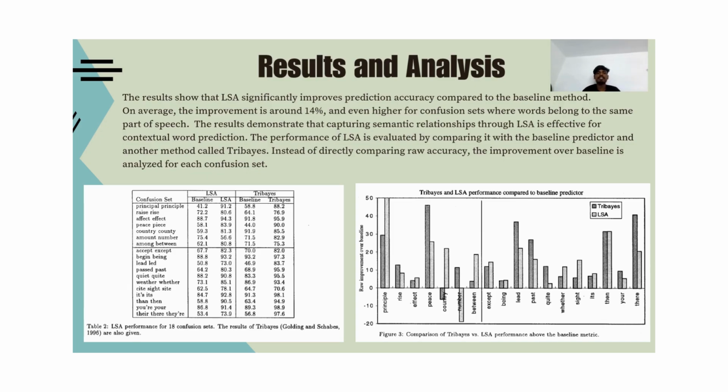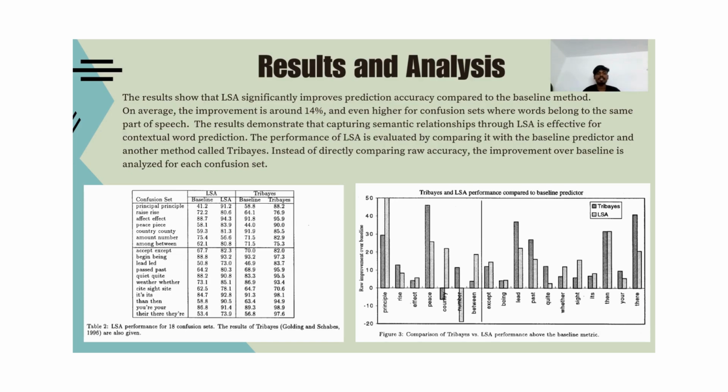So for each confusion set, the table provides the accuracy of the baseline method, the accuracy using LSA and the accuracy using Tribase. The baseline method simply predicts the most frequent word from the training data and does not take context into account. As a result, while it may perform reasonably well in some cases, it does not truly solve the problem of contextual word prediction.